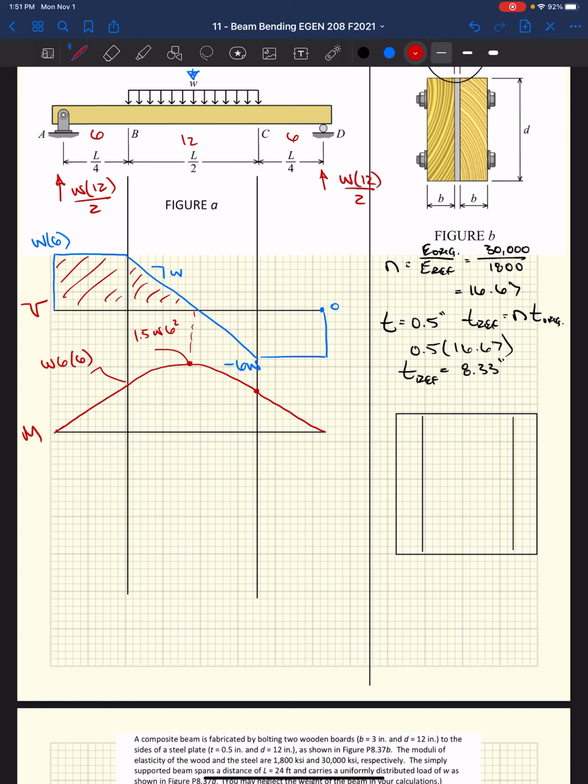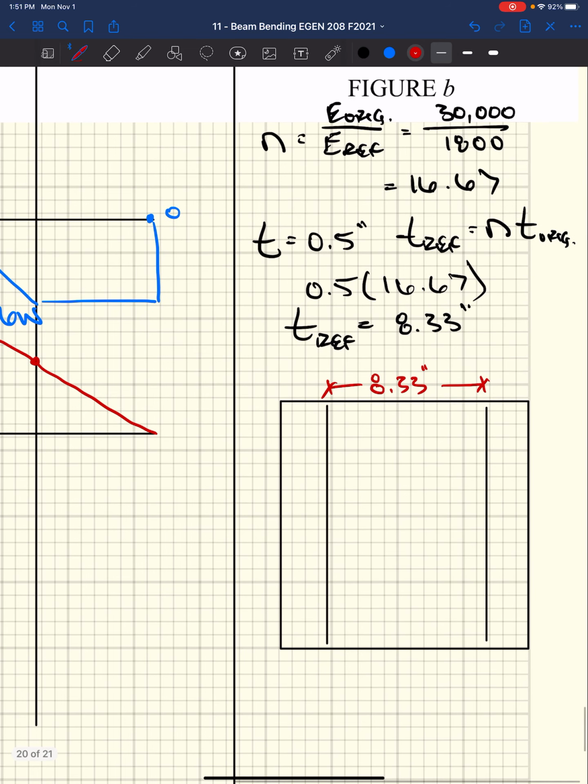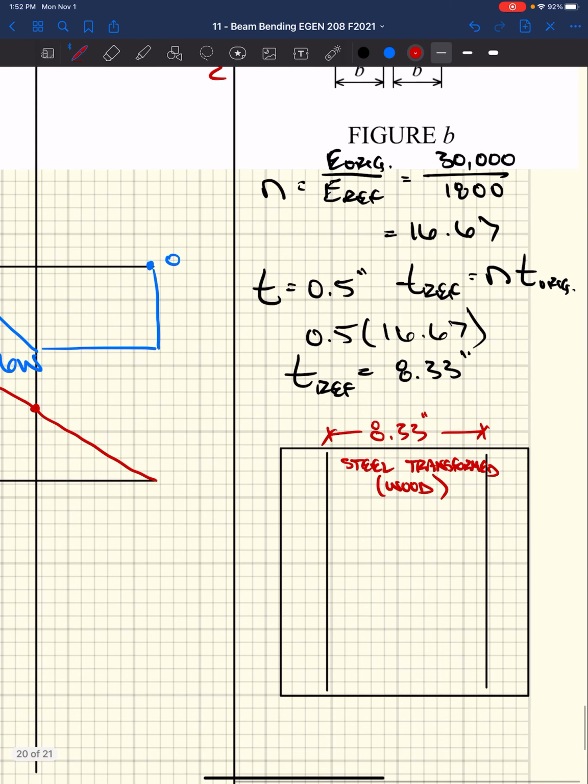Okay, where this is 8.33 inches, right? Now this is our steel transformed, essentially making it into wood, right? And because we only made it wider, we didn't really affect the depth, which is actually 12 inches.